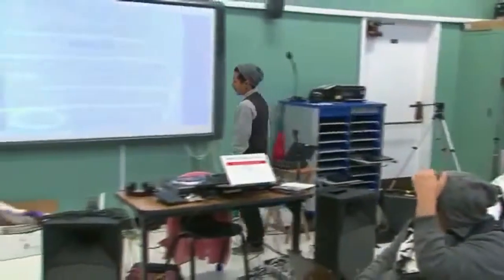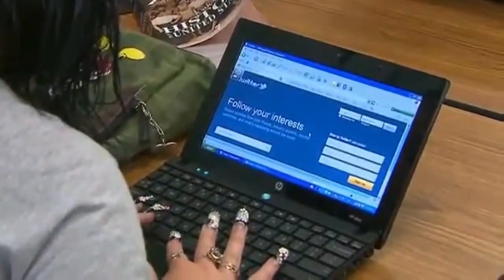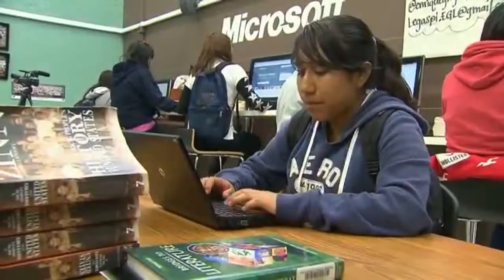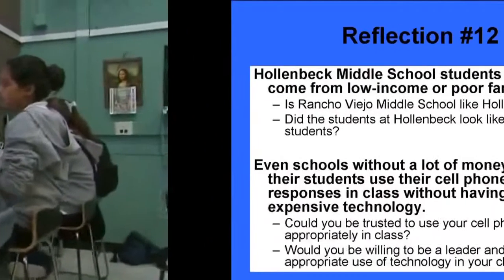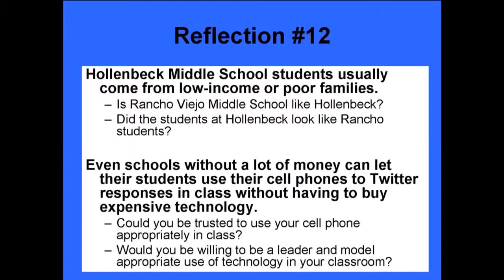Most here at Hollenbeck Middle School, a public school in East Los Angeles, come from low-income families. Legaspi says it proves any school could incorporate social networking into the curriculum. Hollenbeck Middle School students usually come from low-income or poor families. Is Rancho Viejo Middle School like Hollenbeck? Did the students at Hollenbeck look like Rancho students?